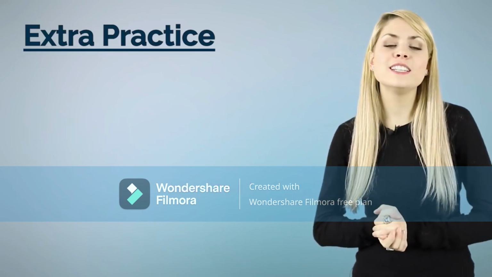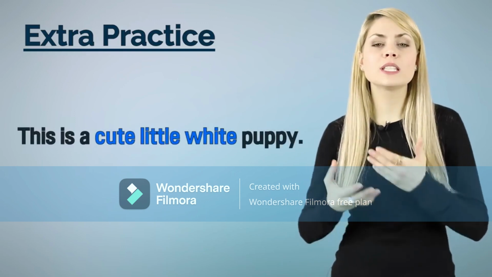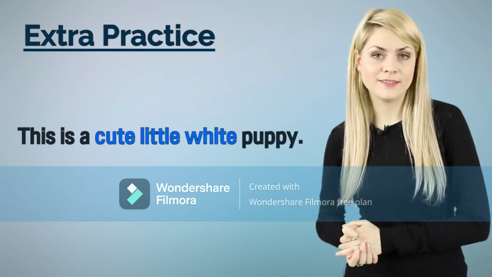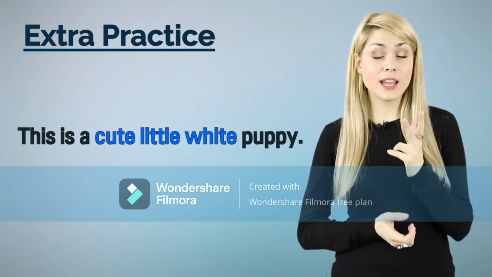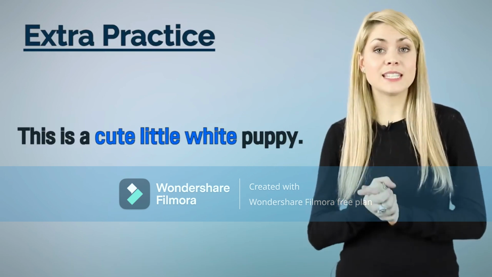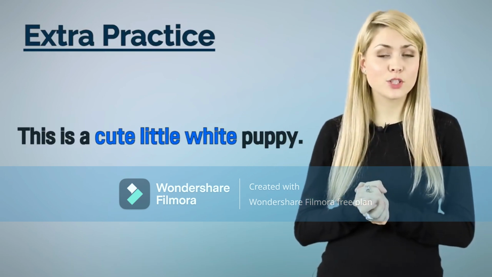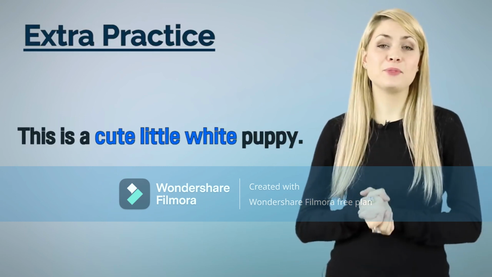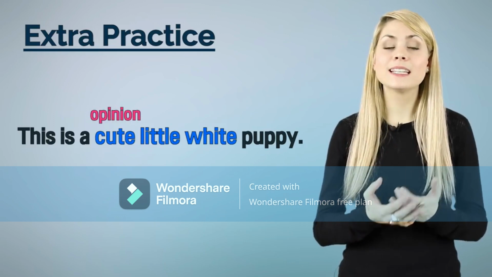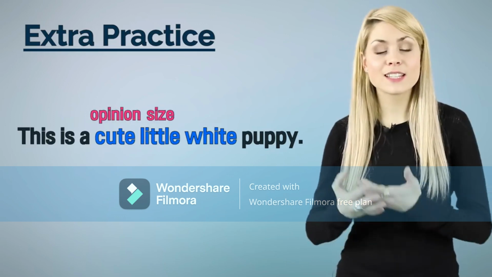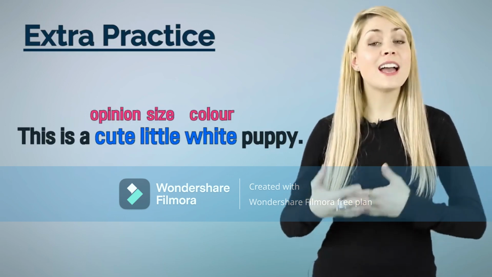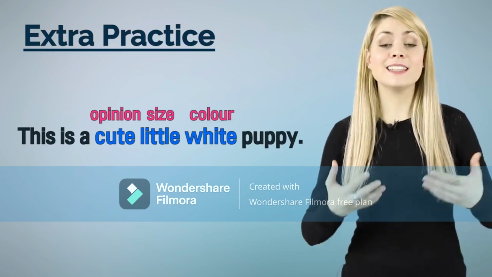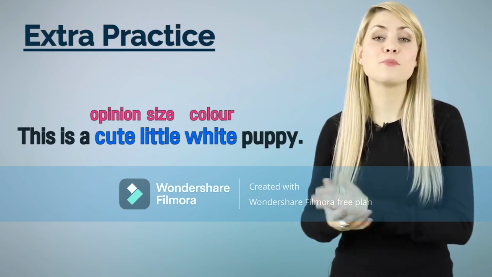And finally, this is a cute little white puppy. 3 adjectives. Is the order correct? What do you think? Well, it is correct. We have cute for your opinion, little for the size, white for the colour, and the order is correct. This is a cute little white puppy.